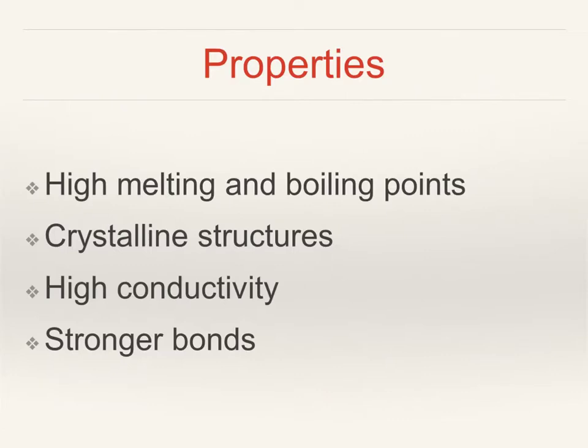They have high conductivity, which means that they do a really good job of conducting heat and electricity, and they also have stronger bonds. Sometimes strong magnets are really hard to pull apart, so you can just think about that concept when you apply it to ionic.